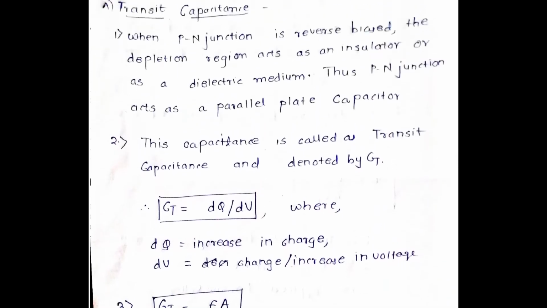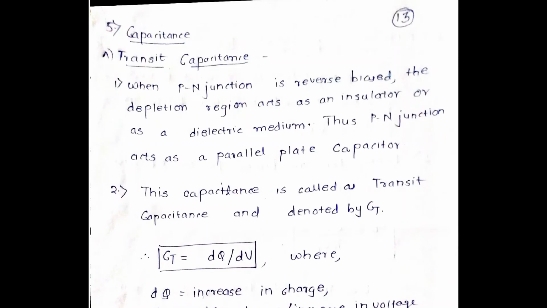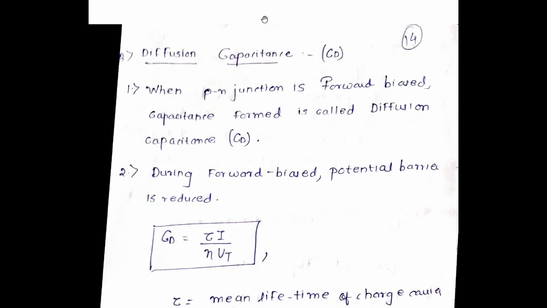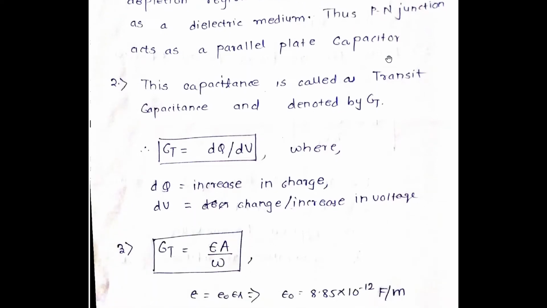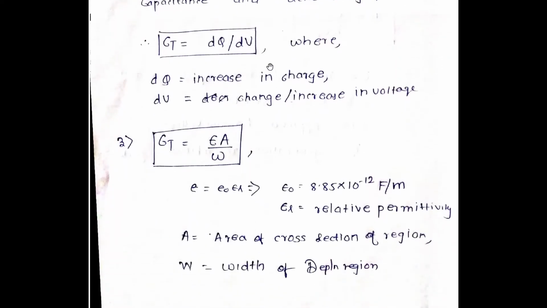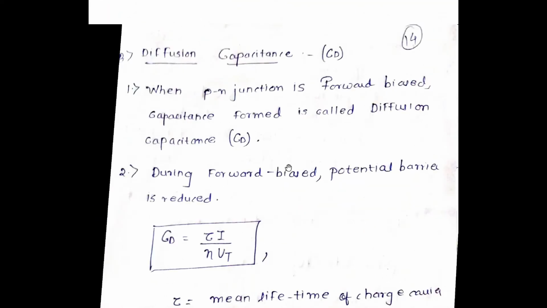So this is very important. There are two kinds of capacitance: the transit capacitance and the diffusion capacitance. The transit capacitance comes into the picture when my PN junction is reverse biased. The transit capacitance is given as dq by dV, where dq is the change in the charge and dV is the change in the voltage. It is also given as epsilon into A by W, where epsilon is equal to epsilon naught into epsilon R, A is the area of the cross section and W is the width of the depletion region.